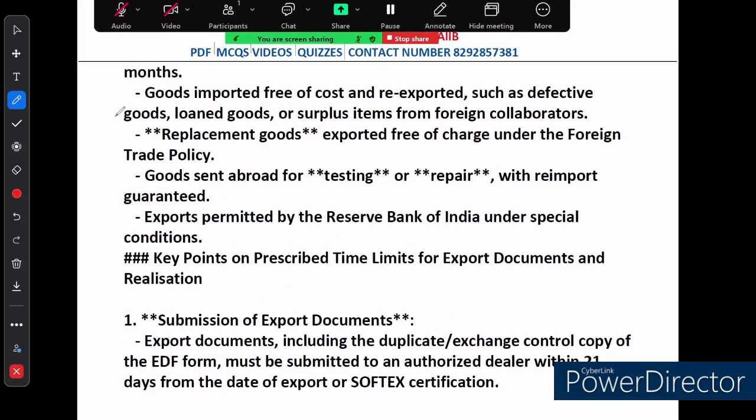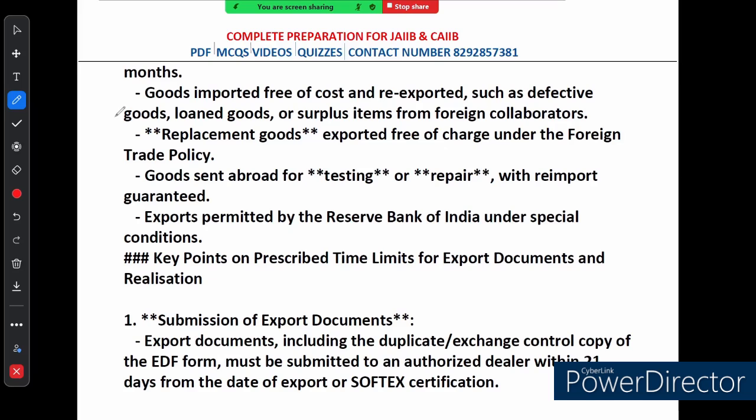And now the next thing is goods that were imported for free. Earlier they were imported for free but need to be re-exported. Let me give you some examples, like defective goods, loan goods, right? And if you are exporting replacement goods, see, one thing is goods imported free of cost and re-exported, and the second thing is replacement goods. So if you are exporting replacement goods at no charge under the foreign trade policy, there is also an exemption. So replacement goods exported free of charge under the foreign trade policy.